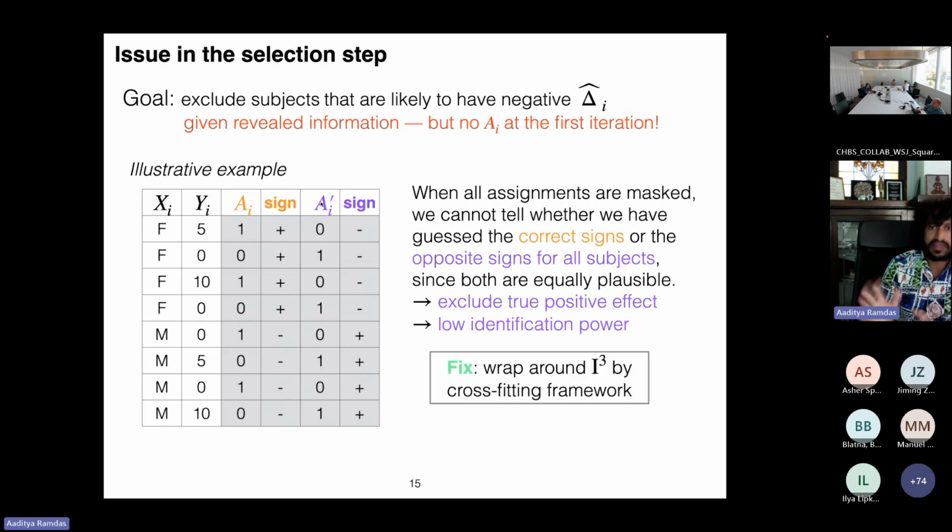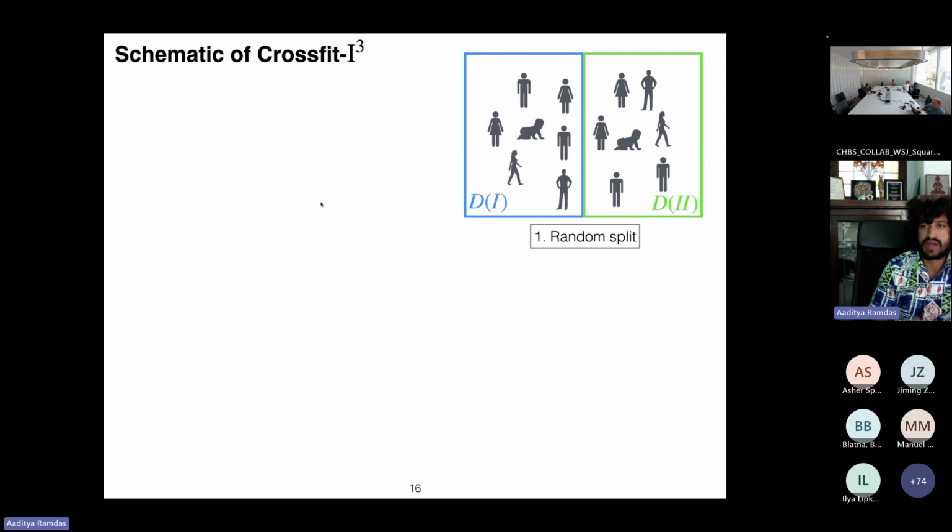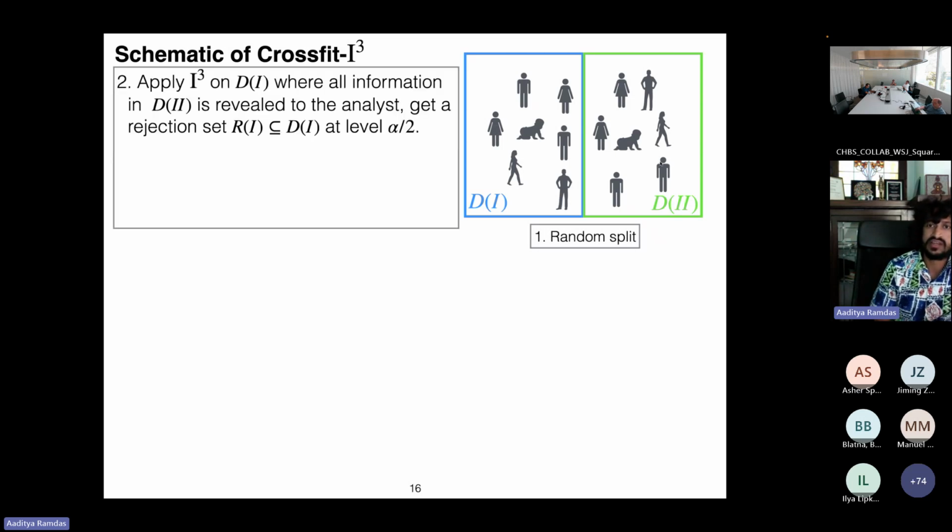The fix to this is to wrap what I just told you, wrap iCube around a cross-fitting framework. So we call this cross-fit iCube. The idea is very simple. I'm going to randomly split the data into 2 parts, and I'm going to apply iCube on D1, where all the information in D2 is revealed to the analyst, meaning xi, yi, ai from D2 are all revealed. But on D1, I only know xi, yi. And I run iCube at level alpha by 2.